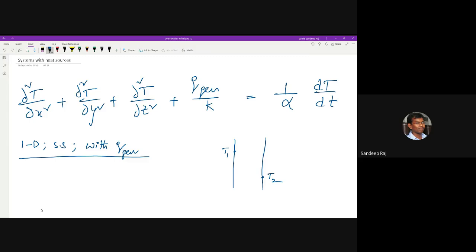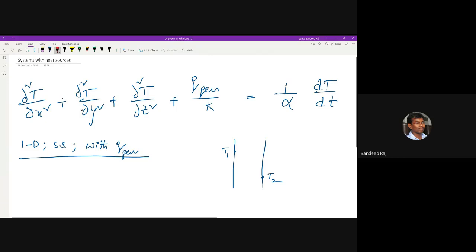This can be due to a chemical reaction, a nuclear reaction, or something else that comes into play not because of the temperature difference. If it comes into play not because of temperature difference, then it is called internal heat generation. Other than temperature difference, if the heat is being generated, that is internal heat generation. So that heat is there inside this, and that has been considered now.